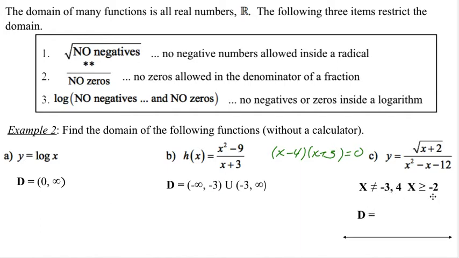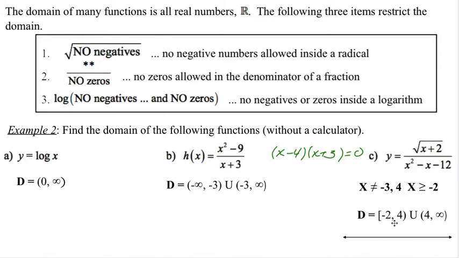+4 and -3 are not allowed in the domain. And then I also have here x is greater than or equal to -2. We don't want any negatives in our radical. So if we put anything smaller than -2, we will get a negative in the radical there. So we don't want anything that's smaller there. So that's going to restrict our domain as well.